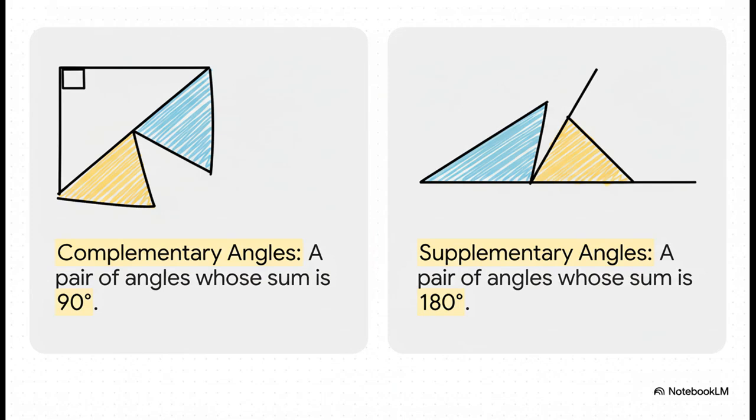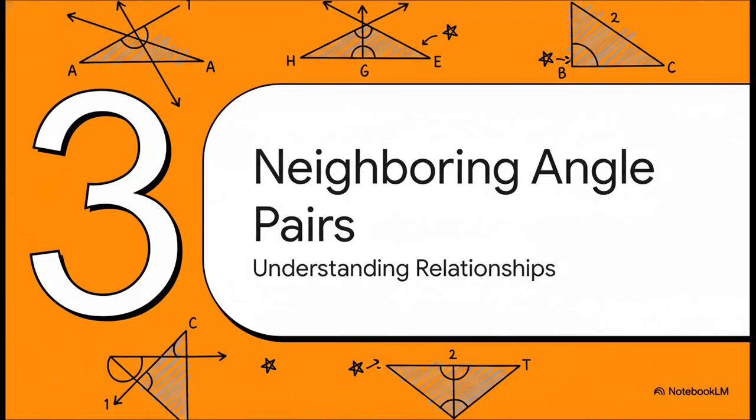Okay, pay attention here, because these are two terms people mix up all the time. Complementary angles, they complete each other to make a corner, a right angle, so they add up to 90 degrees. Supplementary angles, they supply the angles to make a straight line. They add up to 180. Complementary, corner, 90. Supplementary, straight, 180. Got it?